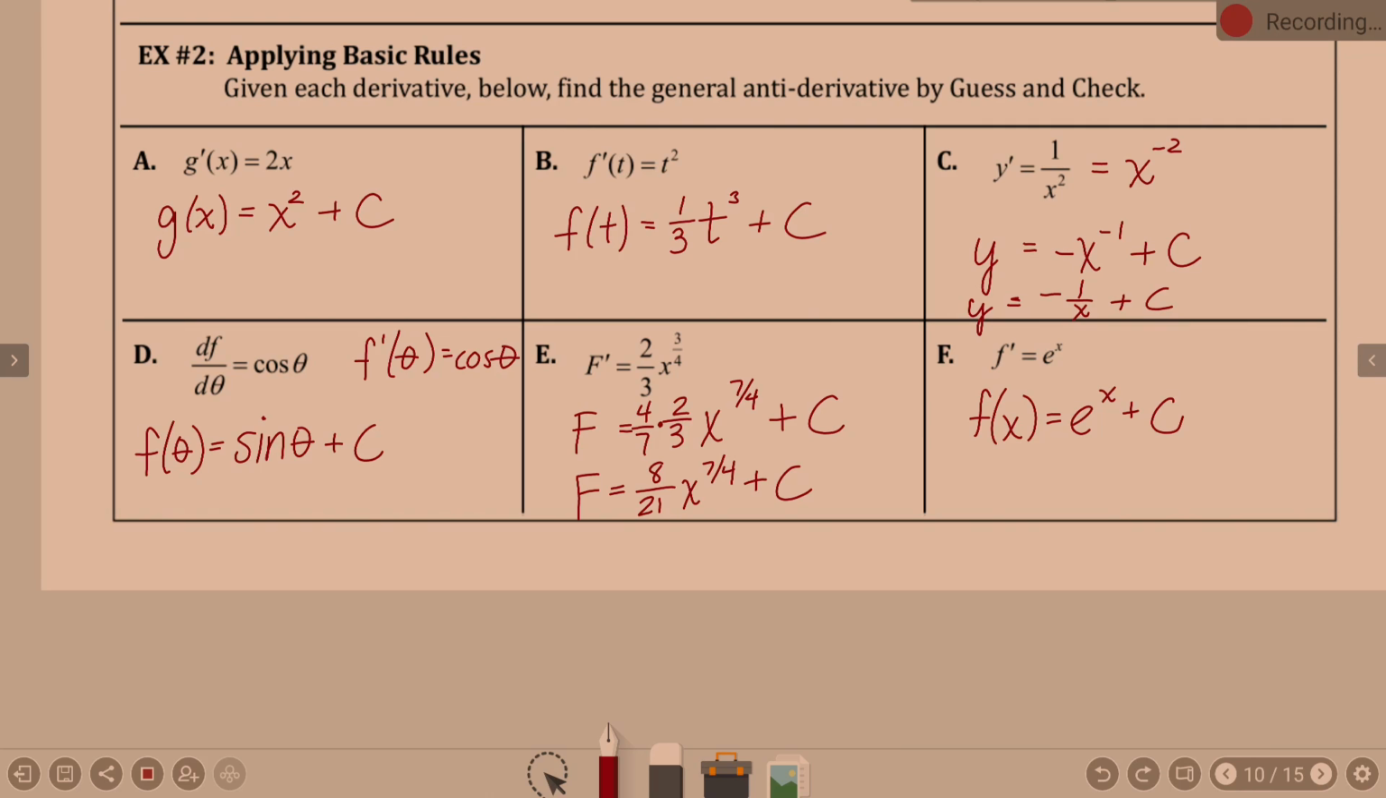So what you'll notice is what? A, B, C, and E here can all fall into a power rule category. D, you just have to know. F, you just have to know. So you're going to have some antiderivatives, kind of like derivatives, where you just have to memorize. You just have to know. And then we're going to have some where the power rule applies.